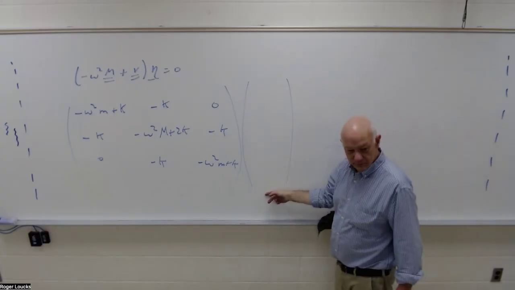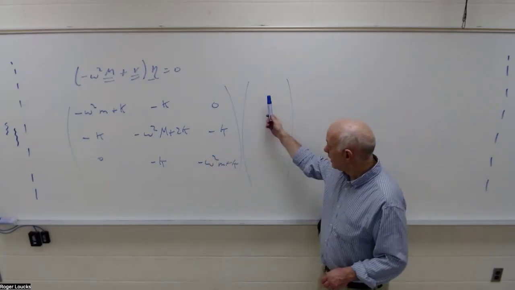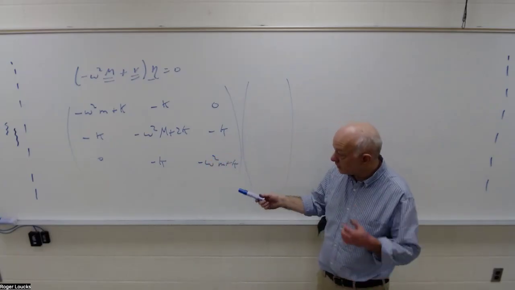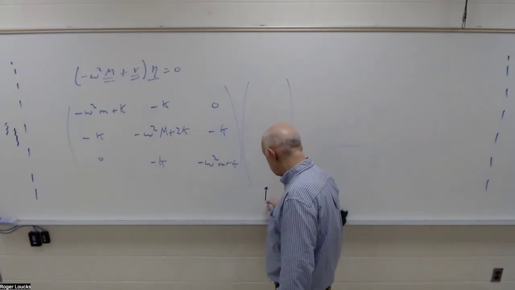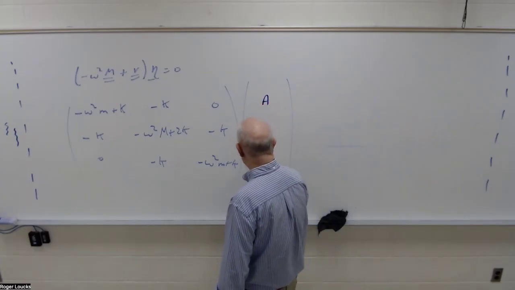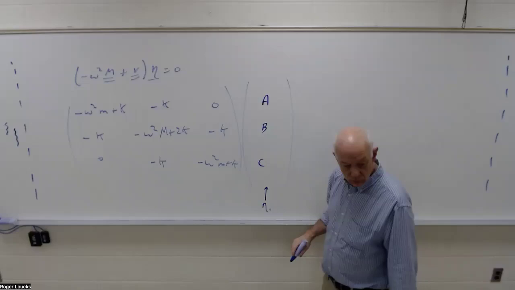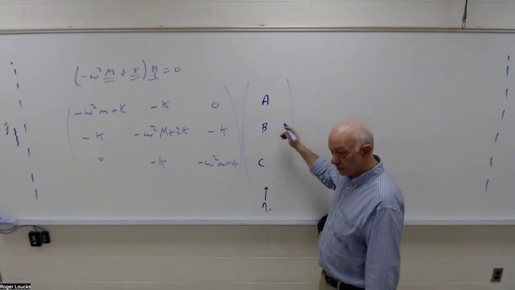Okay, so what did I put in here then? A, B, and C, because this is my eta right here. I'm saying that this eta here, I have no idea what it's going to be, so I'm just going to call this A, B, and C. Again, these would all have the same e to the i omega t on them.